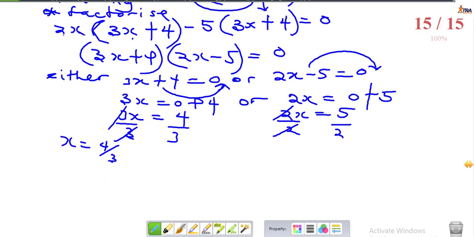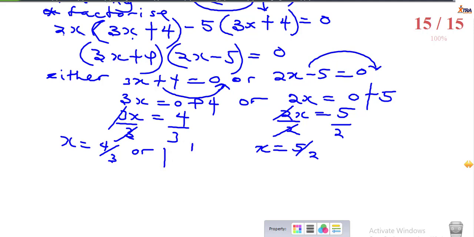5 over 2. Remember, you can still simplify this answer further on both sides. You can say this answer is the same thing as 1 whole number, 1 over 3. And this answer as well is the same thing as 2 whole number, 1 over 2. And you can leave the answer in decimal form as well.